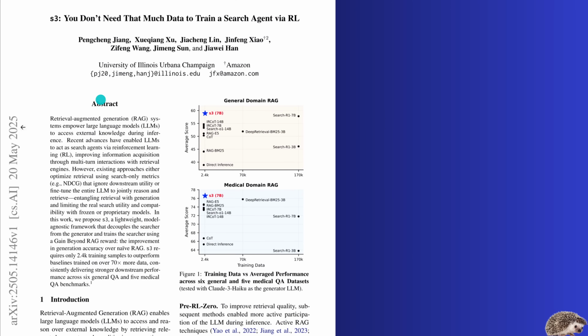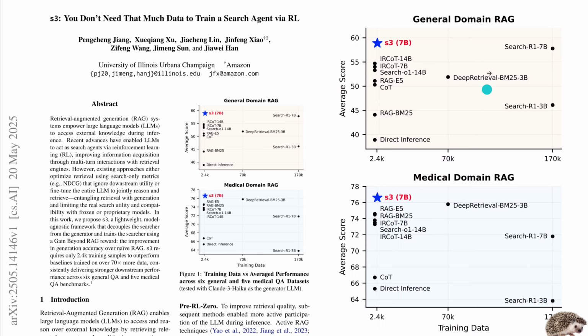Look, this is the publication. Yes, I know it's not from yesterday, but from the day before yesterday, May 20, but never mind. S3, from the University of Illinois and Amazon: you don't need that much data to train a search agent via reinforcement learning. And if you look at the performance data, you see the average score, so up is better. S3, the red one, is really nice in general domain RAG, and if we go with medical domain RAG, you see one of the best performance indicators. Plus you have on the x-axis the amount of training data that you need, from 2.4K to 170K. But look where S3 is located.